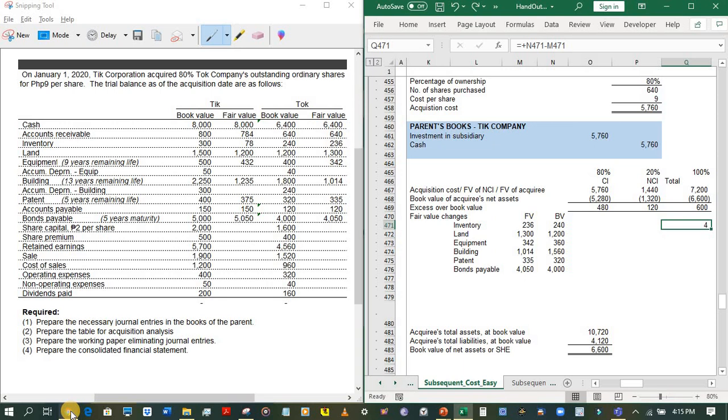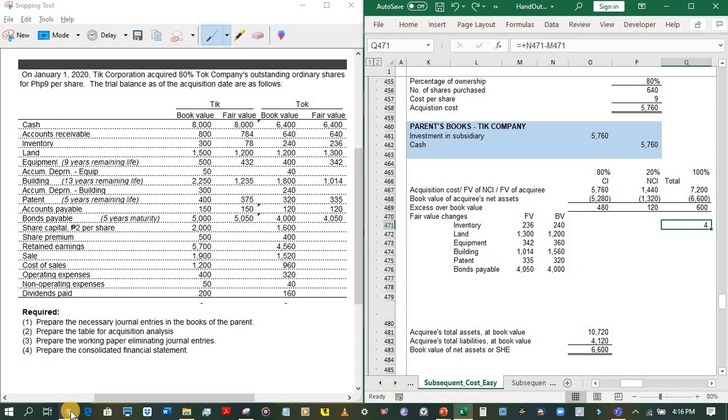And why is it added? Remember that the 600 pesos excess over book value should be allocated to two items. The remaining two items are the fair value changes and the goodwill or bargain purchase gain. Between the two, the fair value changes shall be allocated first out of the 600 peso excess over book value. Then any excess shall be the goodwill or the bargain purchase gain. If the excess is positive, it will be a goodwill, and if the excess is negative, it will be a bargain purchase gain. So how do we allocate the 600 first to the fair value changes?